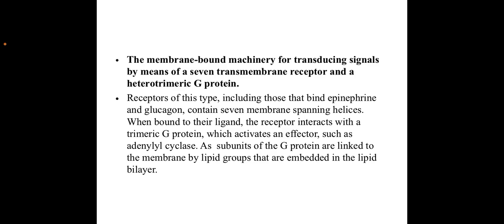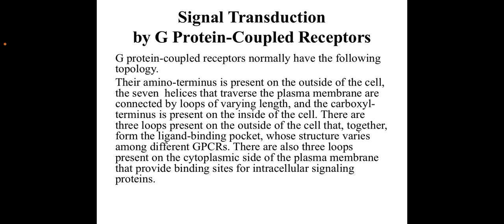The subunits of G protein are linked to the membrane by lipid groups that are embedded in the lipid bilayer. And if we talk about the signal transduction by G protein coupled receptors, G protein coupled receptors normally have the following topology. Their amino terminus is present on the outside of the cell. The 7 helices that traverse the membrane are connected by loops of varying length, and the carboxyl terminal is present on the inside of the cell.